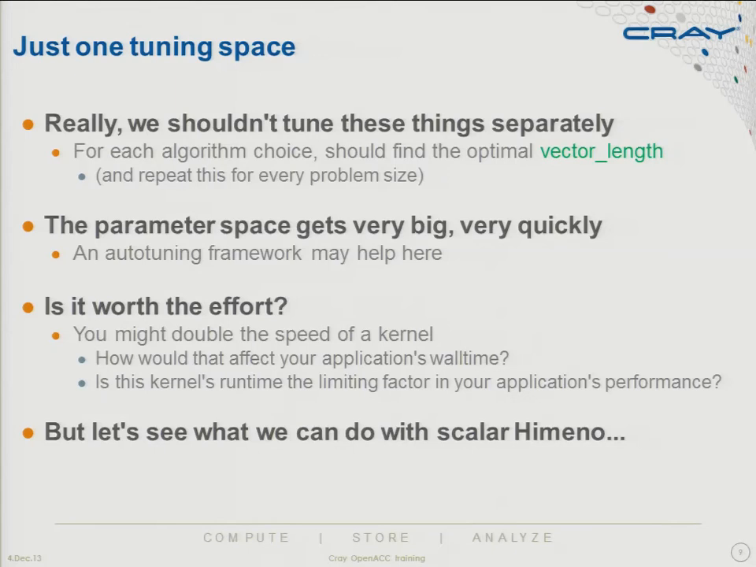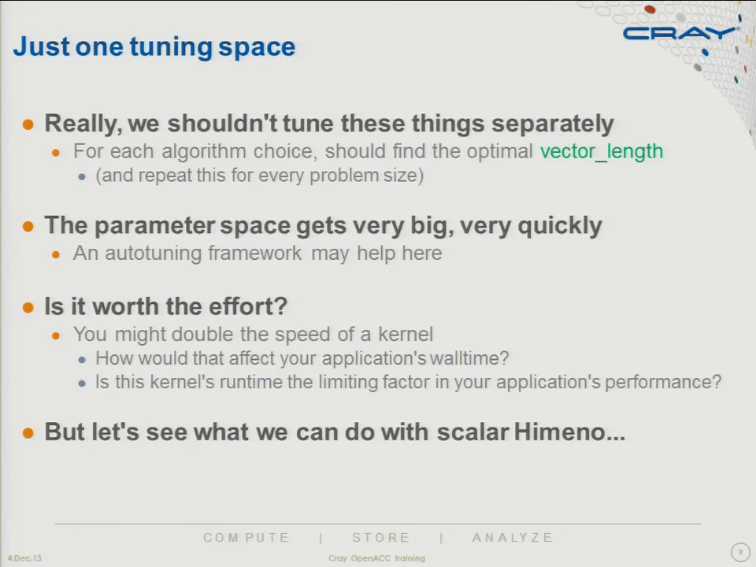Really, we want to optimize the full space, don't we? Which is the best algorithm and the best number of threads per block? Of course, you start to get a lot of different things to try. It starts to become very complicated. You probably want some sort of automatic auto-tuning framework to just get you through this parameter space to find the best combinations. Is it worth the effort?